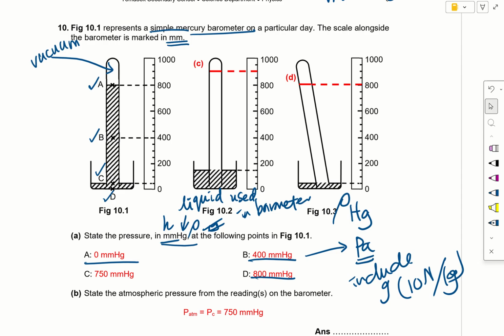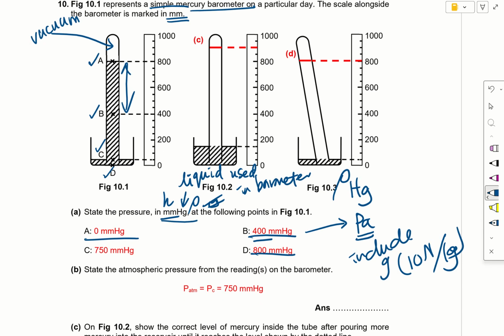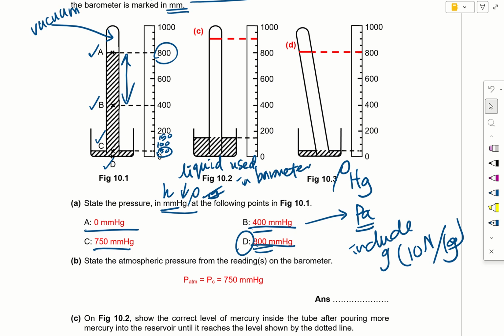At B, we need to find the height of the liquid above it. So basically it's 800 minus 400. How many mm of Hg is on top of it? 400 mmHg. For C, this is 0, this is 100, this is 50, this is 150. So we take 50 versus 800, so it's 750 mmHg. For D it is 800. So at D, it actually has the highest pressure. Now state the atmospheric pressure. Atmospheric pressure is acting on this liquid surface, so it is equal to C, so 750.